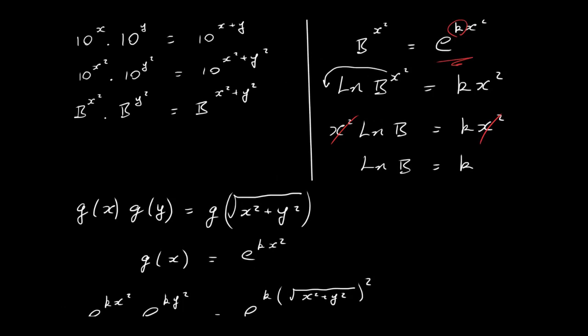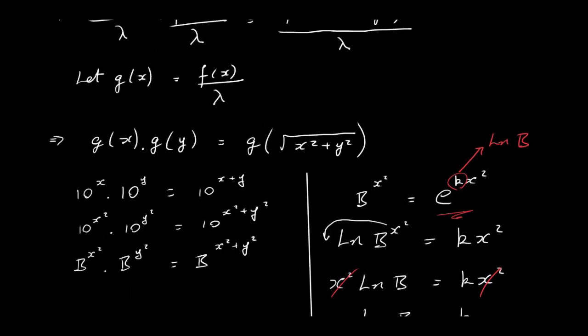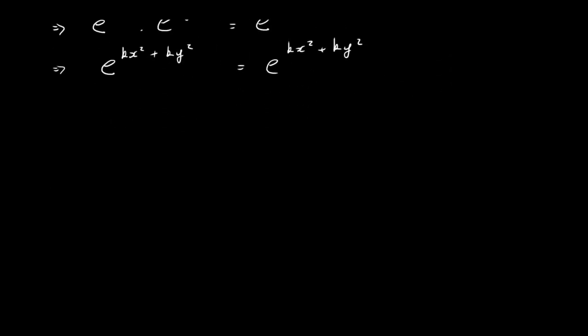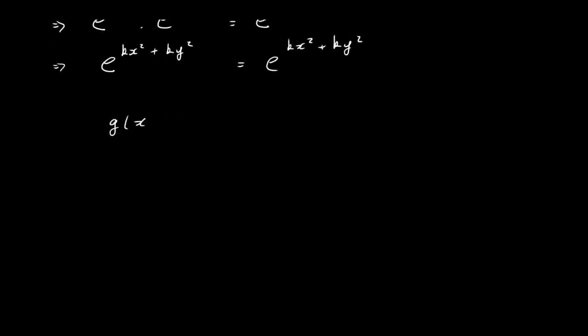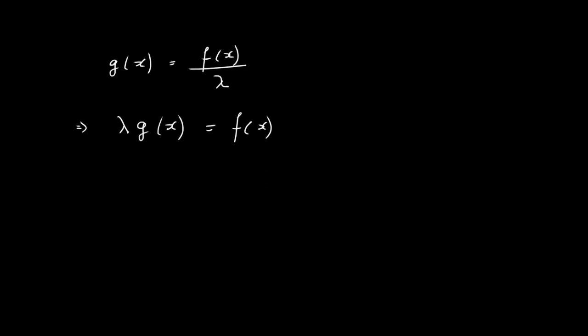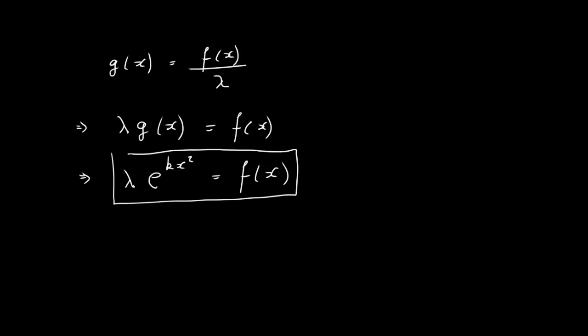If we come back up here, we can see that we originally had g of x is equal to f of x divided by lambda. So let's just have a look at that again. So we have g of x is equal to f of x divided by lambda. Now remember, we didn't really want another function here, g of x, so we're going to get away from that now. So we can see here that we would have lambda times g of x is equal to f of x, and we now have a function for g of x, so we can say now that lambda times e to the power of kx squared is equal to f of x. So now we've gotten rid of our g of x and we have this function here now.